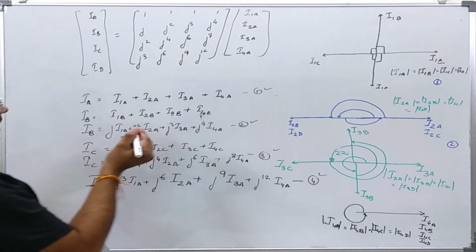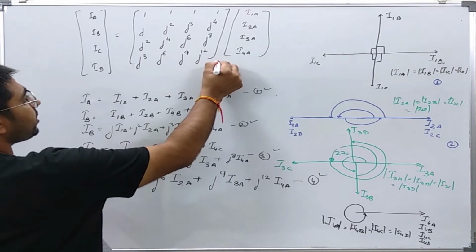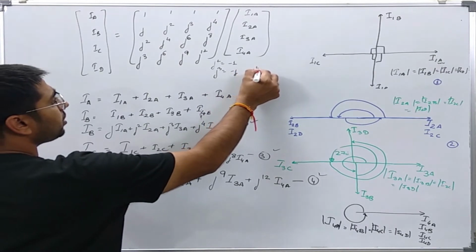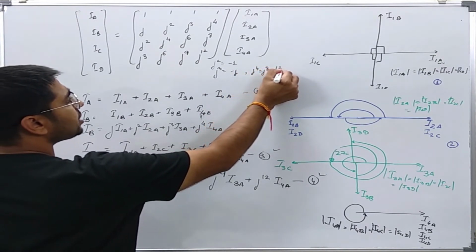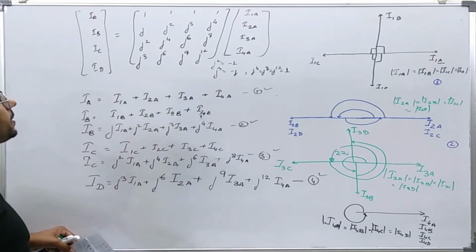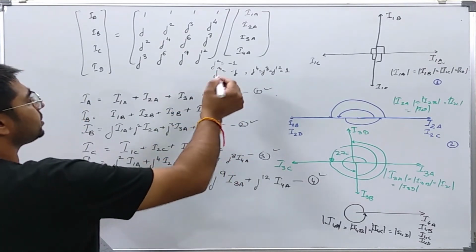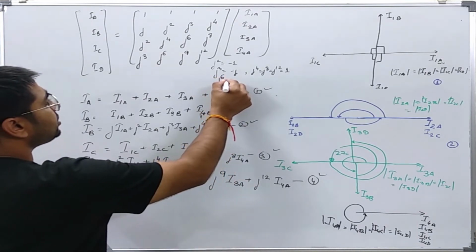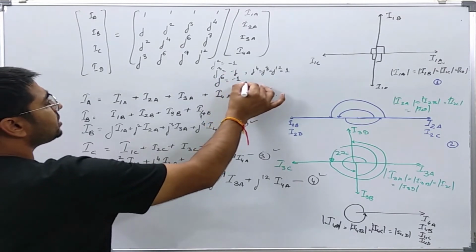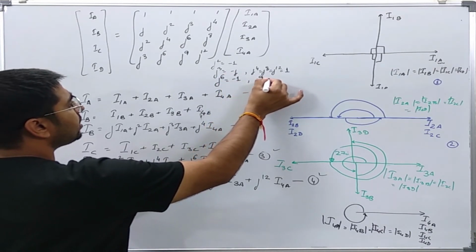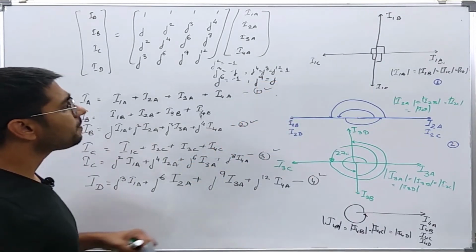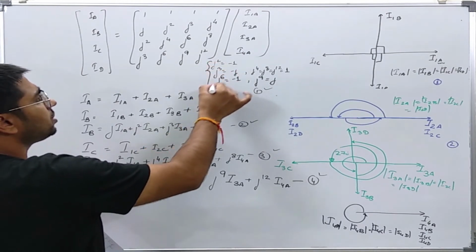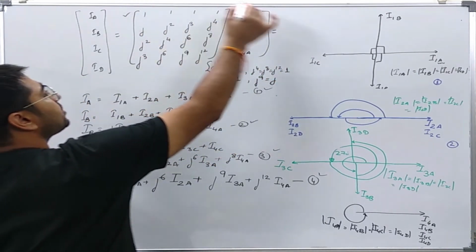Now ID is nothing but J cube times I1A, J6 times I2A, J9 times I3A and J12 times I4A. Now I can see that J square is minus 1, J cube is minus J, J4 is equal to J8 is equal to J12 is equal to 1. Okay. And J6 is equal to minus 1 and J9 is equal to J. Okay. So I will use these values to simplify this matrix.